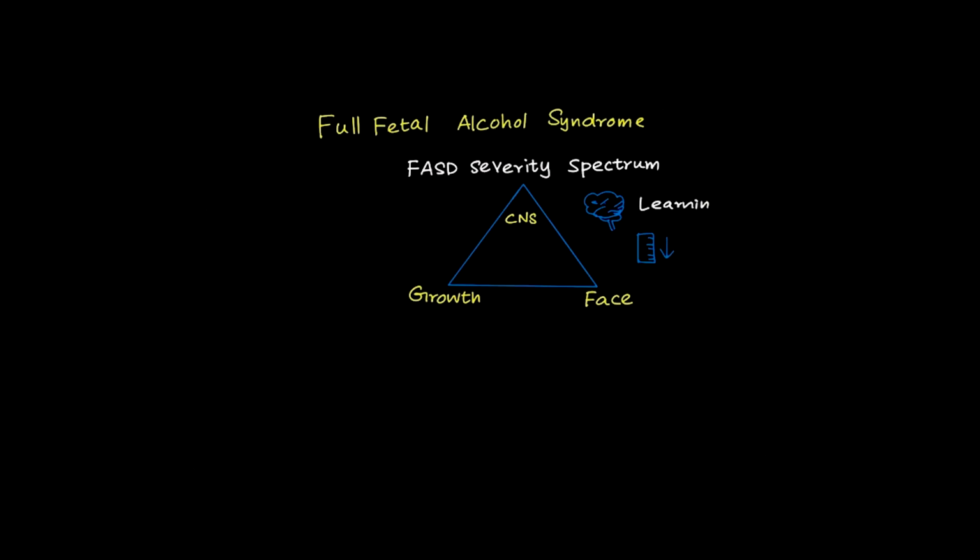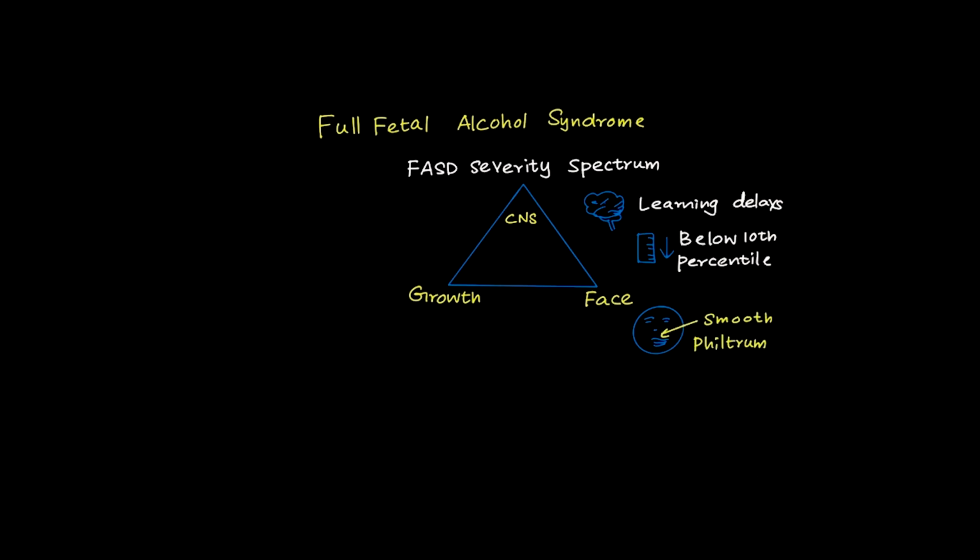To diagnose full FAS, clinicians look for 3 things together. First, central nervous system involvement, which shows up as learning delays, intellectual disability, or behavior problems. Second, growth impairment, typically defined as height or weight below the 10th percentile. Third, a set of distinctive facial features including a smooth philtrum, thin upper lip, and small palpebral fissures.